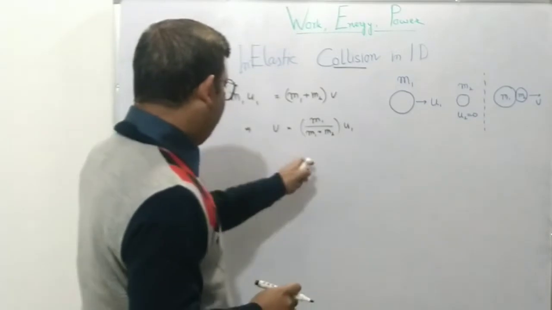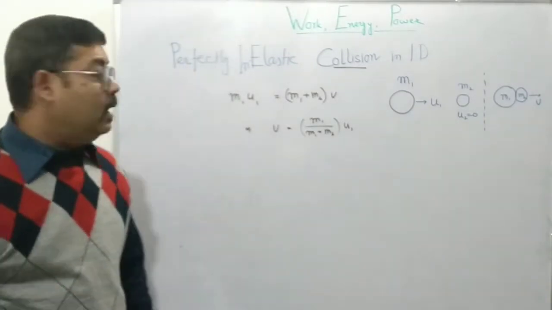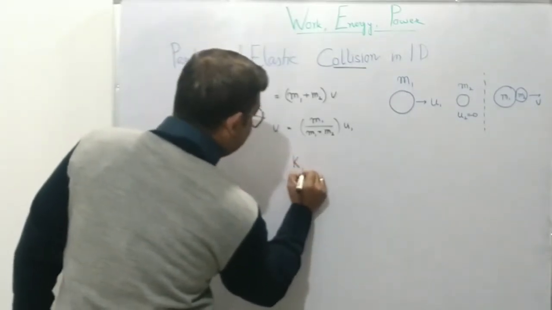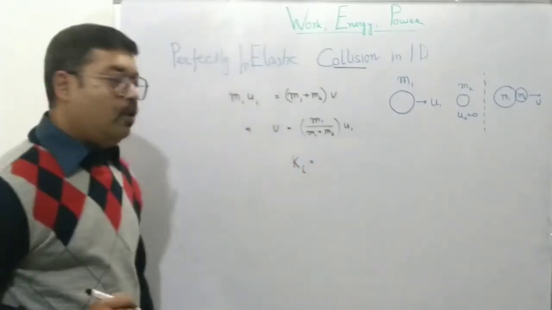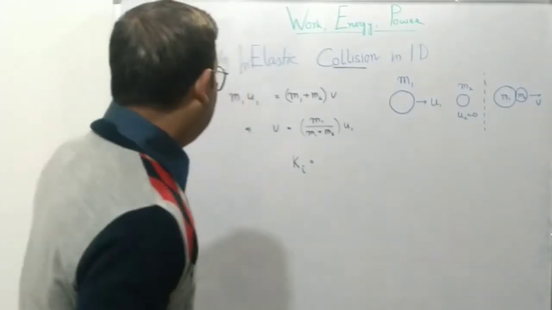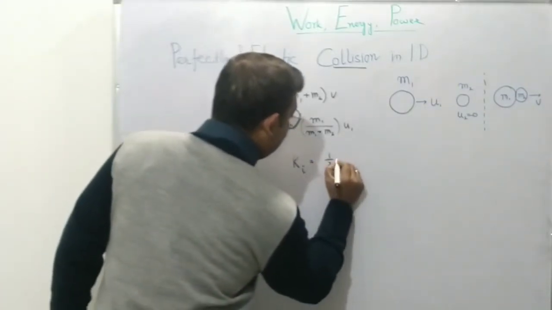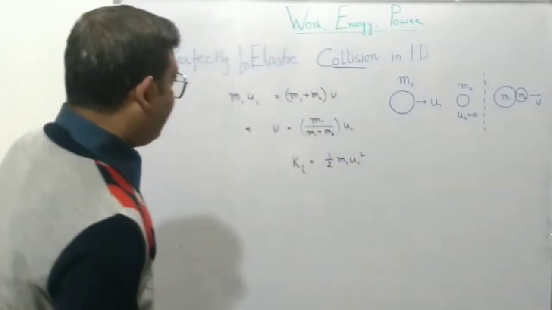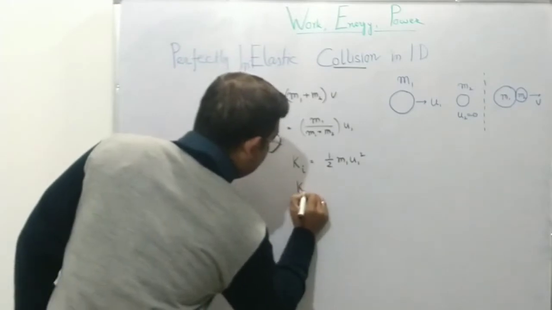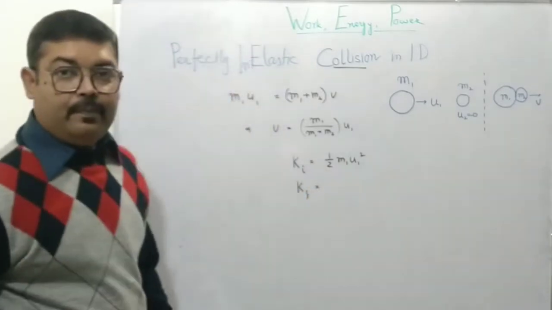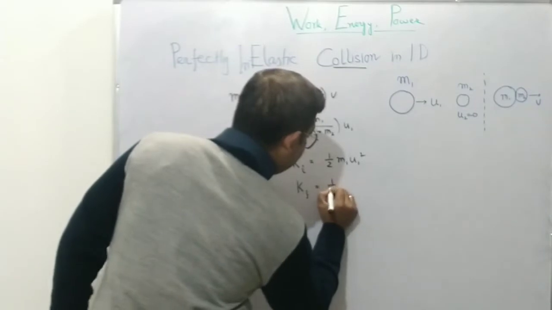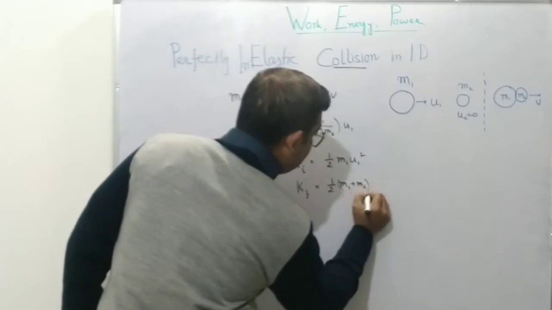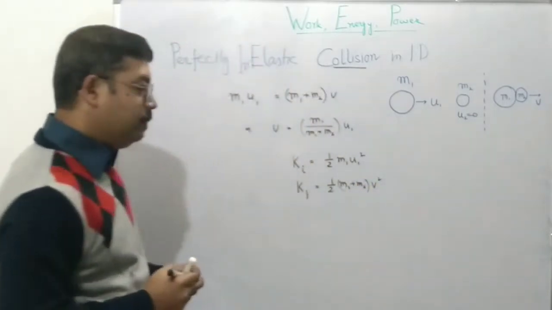Now, if it is so, then what is the initial kinetic energy? Let's say K initial, before the collision. Clearly it is half m1 u1 squared. And what is the kinetic energy after the collision? This is half m1 plus m2, the net mass, into v squared.